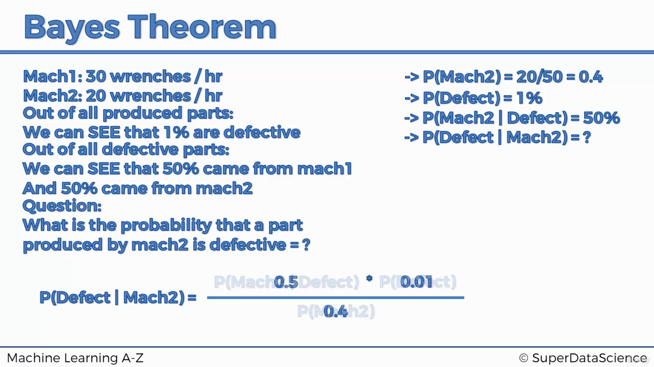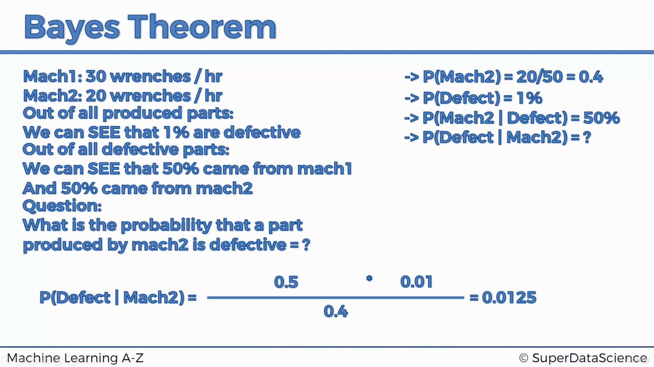So if we plug in the numbers, starting from right to left again, the probability of a part being defective overall is 1%, multiplied by the probability of a part coming from machine 2, given that the part is known to be defective, which is 50%. And we're dividing that by the probability of the part coming from machine 2 overall, which is 40%. So if we plug that in, we get 0.0125.